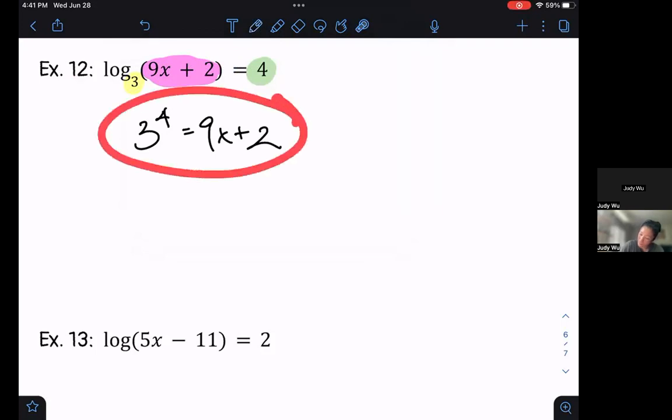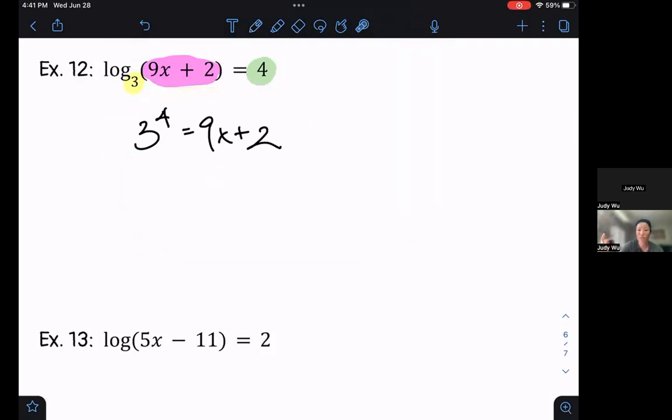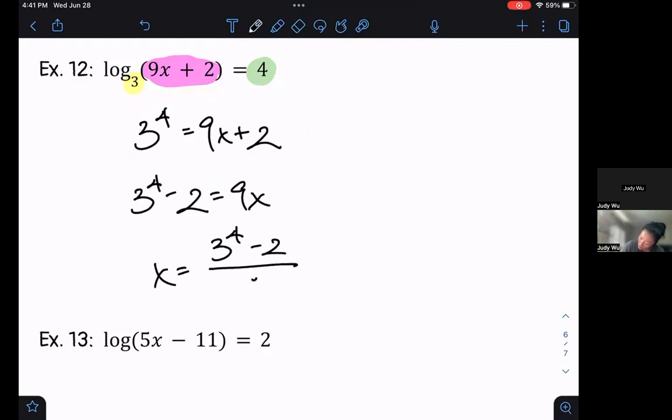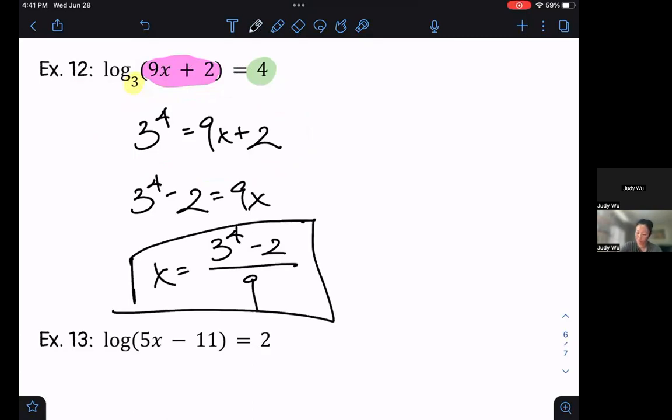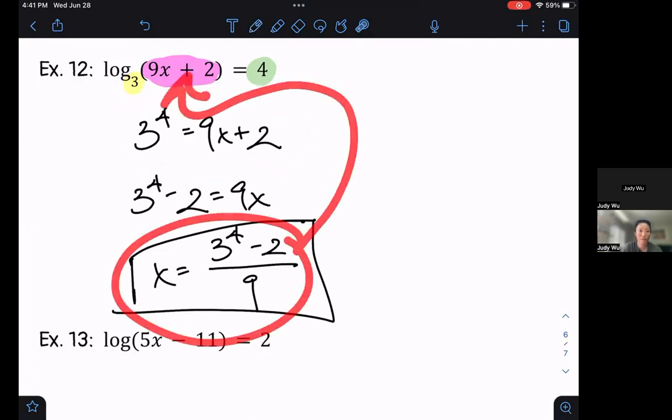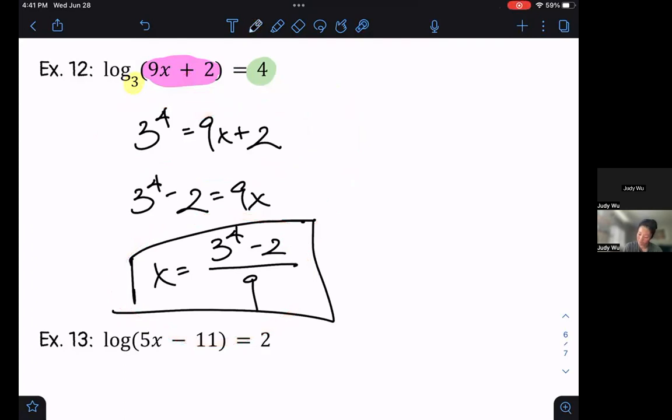So to get x all by itself, I'm going to subtract 2 and then divide by 9. So 3 to the 4th minus 2 equals 9x, and then x equals 3 to the 4th minus 2 over 9. And I'll leave it up to you. Plug this back in, see if it works.